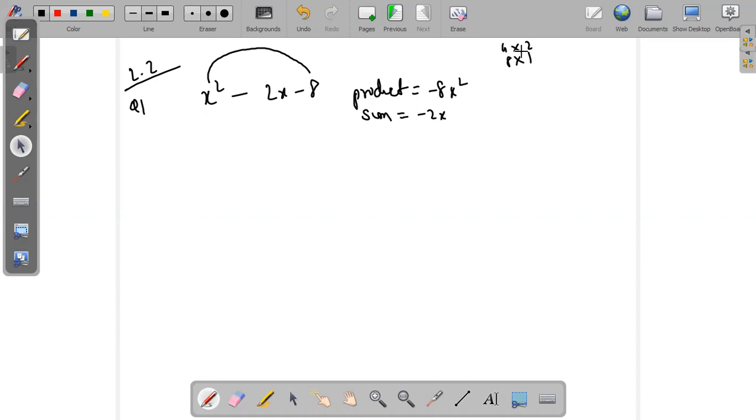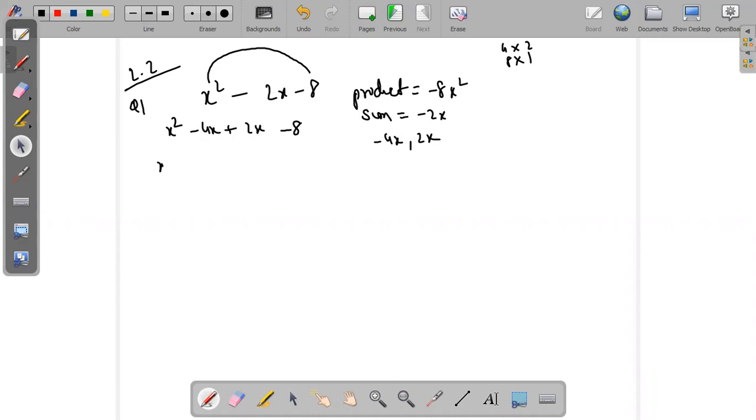So if I try this, my factors are going to be -4x and positive 2x, isn't it? This also you have done in class 9. When you add -4x plus 2x, you get -2x. And when you multiply -4 and positive 2, you get -8. So that's how we find the factors. This is called splitting the middle term. The first and last terms will remain as they are. The middle term I am splitting as -4x and plus 2x.